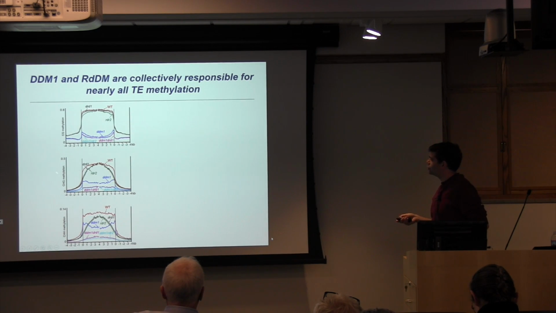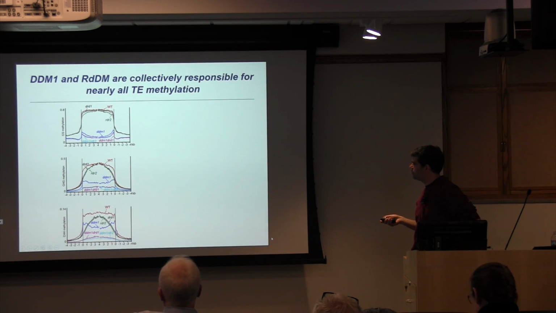For CHG methylation, the situation is a bit in between. The RDDM mutants have a bit of a stronger effect. DDM1 has intermediate levels of methylation, and the double mutants have very low levels. And for CHH, it's even more dramatic, where RDDM mutants or DDM1 have these intermediate effects, and almost all the methylation is gone in DDM1 RDDM doubles.